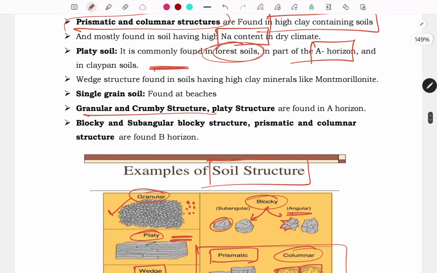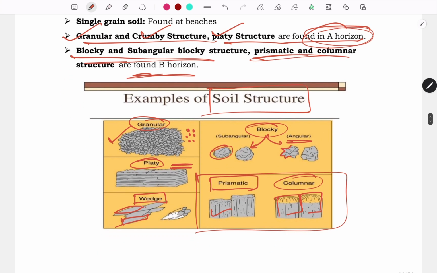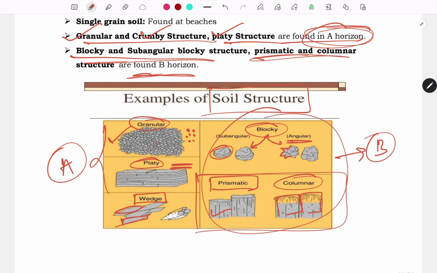Again, granular, crumbly, and platy structures are found in the A horizon. Blocky, subangular blocky, prismatic, and columnar structures are found in the B horizon. You remember this part: this half is found in the A horizon, and this half is found in the B horizon.